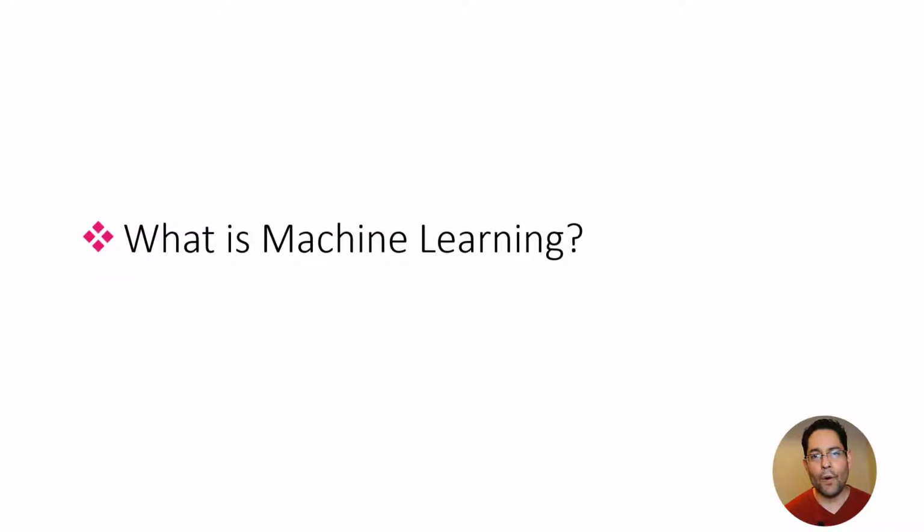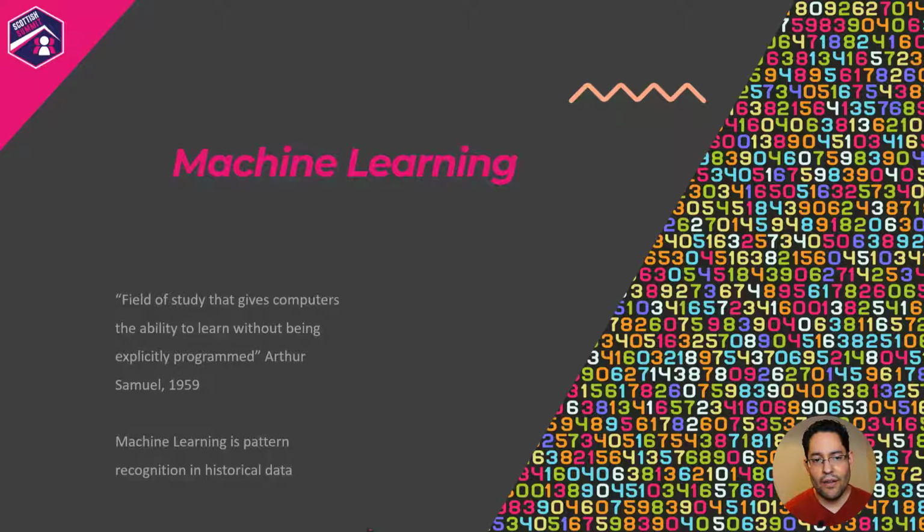So first off, what is machine learning? Well, a lot of people think that machine learning is something new since it's a very hot topic today, but if we go back in history, it dates back to the 1950s. So there was Arthur Samuel. He said that machine learning is the field of study that gives computers the ability to learn without being explicitly programmed. And we can also say that machine learning is pattern recognition in historical data.